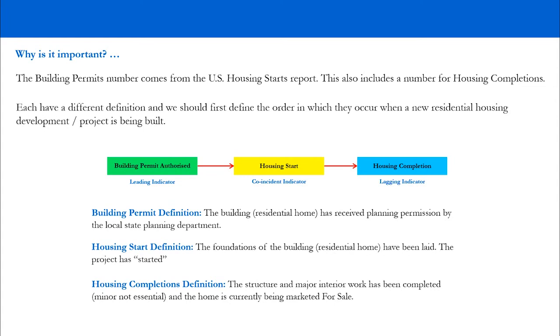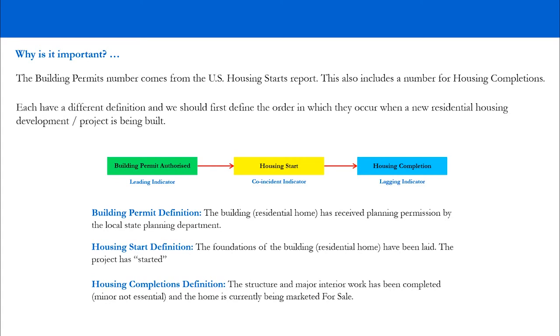So you can see how the flow works. Building permits are considered a leading indicator because if there's a very high level of applications going in to all state planning departments across the United States, then it means that a lot of houses are going to be started to be built in the future, and a lot of houses will come on the market for sale in the future. And the reverse is true.